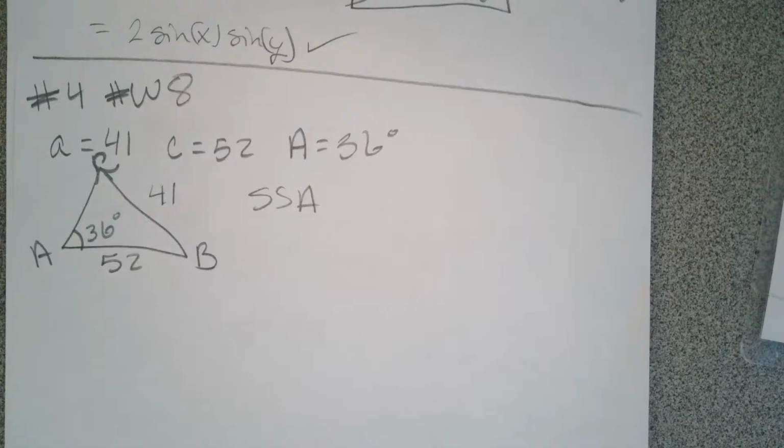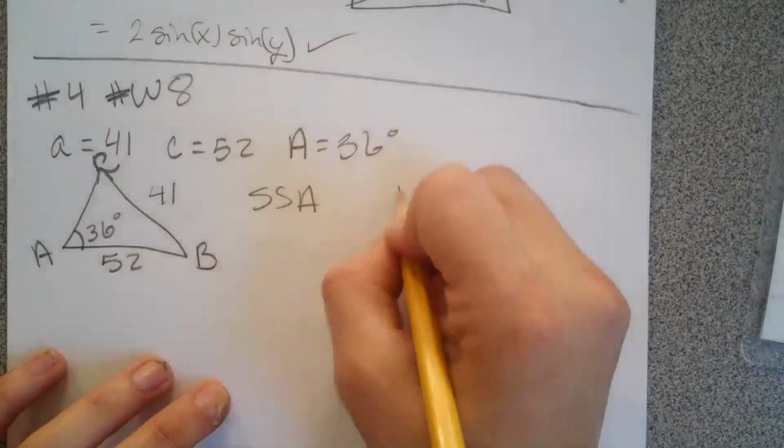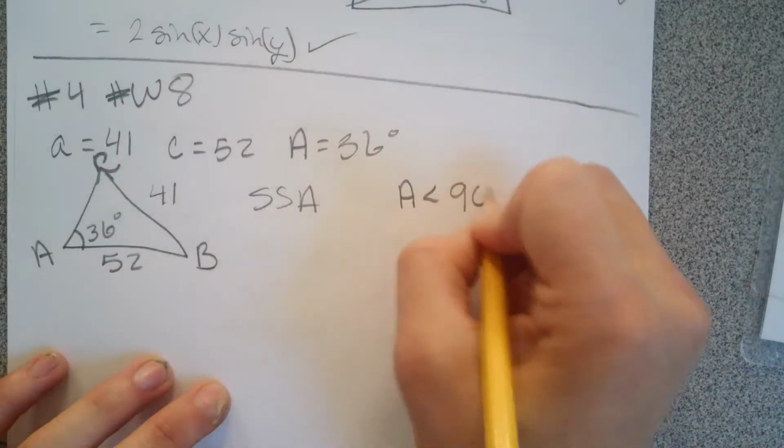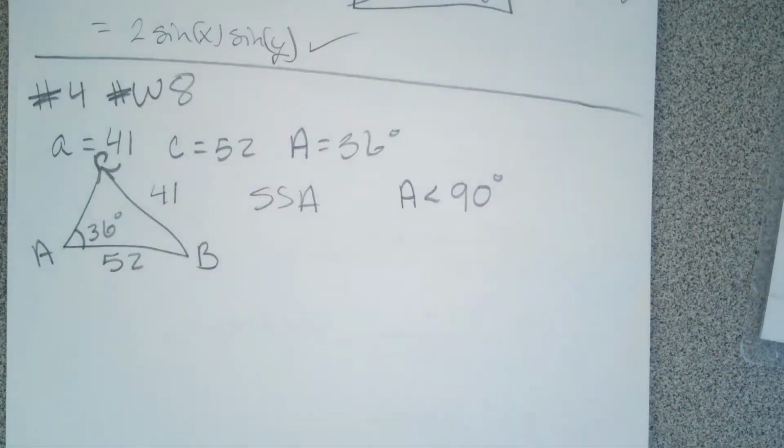What is the very first thing I check? The size of the angle. What's the size of the angle? Which means what? It's acute, right? My given angle is less than 90 degrees. And what else? What's the next thing I check?